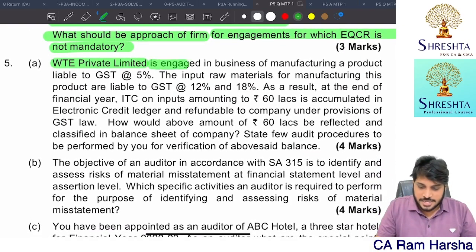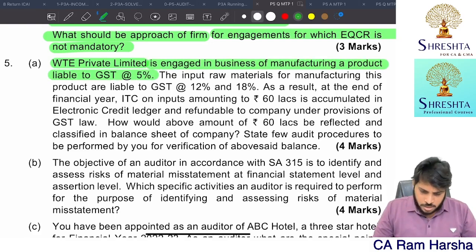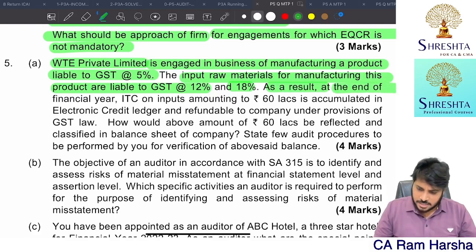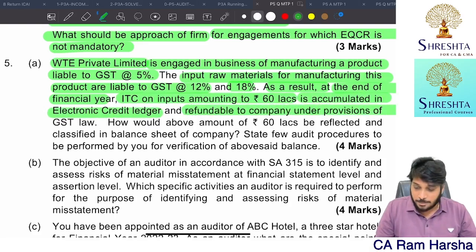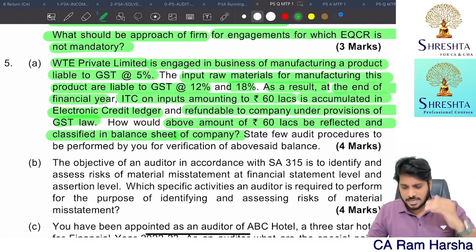WTE Private Limited is engaged in the business of manufacturing a product liable to GST at 5%. The input raw material for manufacturing this product is liable at 12% and 18%. As a result, at the end of the financial year, ITC on inputs amounting to 60 lakhs is accumulated in the electronic credit ledger and refundable to the company under the provisions of GST law. How would the above amount of 60 lakhs be reflected and classified in the balance sheet of the company? It's a current asset, other current assets. Under current assets, you will classify GST input and all as other current asset.